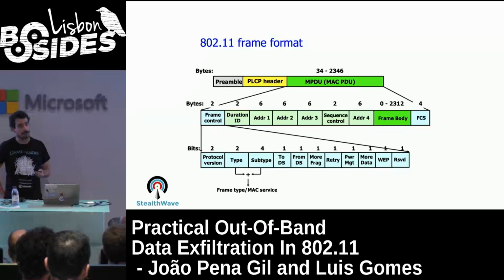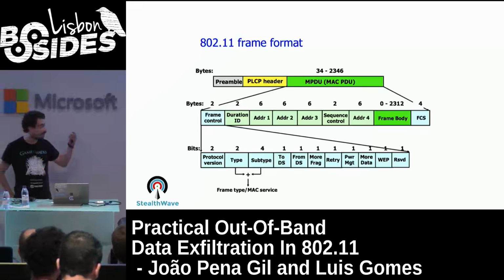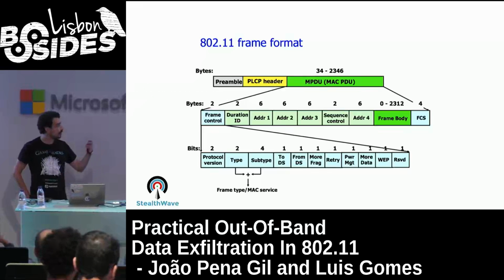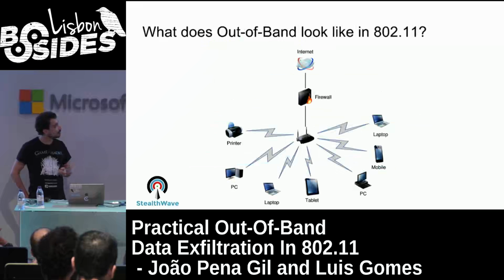What prior art in data exfiltration through out-of-band channels in 802.11 has done is actually grab one of these many fields and try to manipulate them and insert data there where they will not be used or would not be checked or something like that. So this is pretty much what we want to do.